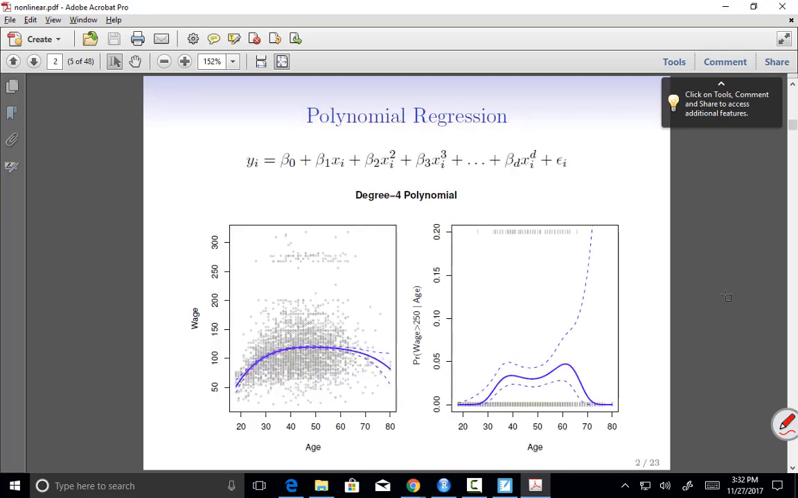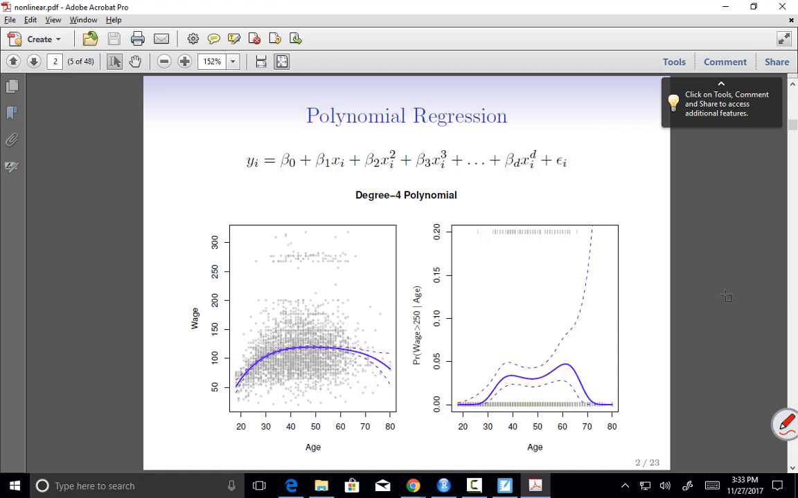All right, polynomial regression is what we were talking about at the beginning. Here is a model where there's just one predictor variable, x. But we don't think a simple linear regression or linear model is sufficient. Down at the bottom, the scatter plot on the left is x versus y. Age, in this case, is x, and wage is y.